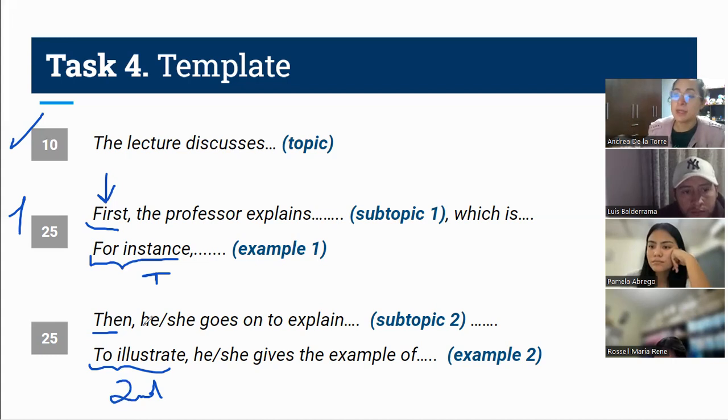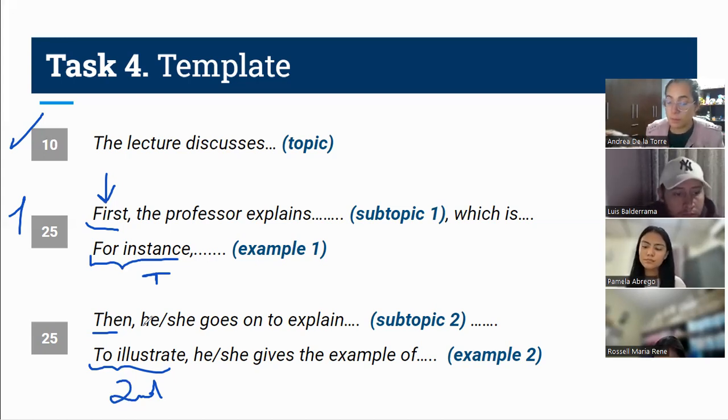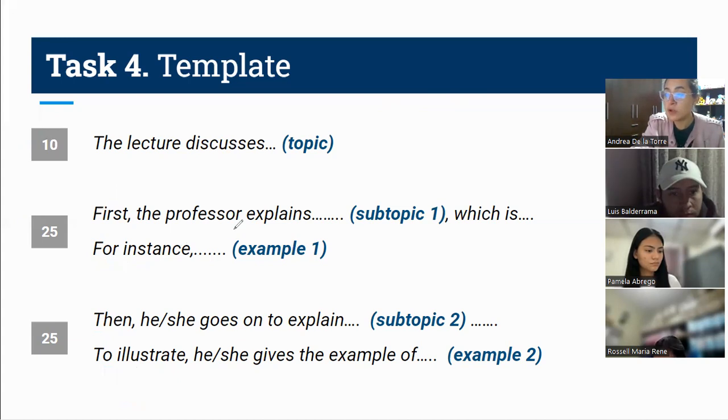So you need to tell me, the professor says that there are two factors of product quality. The professor explains that reliability is this and that. The professor gives the example of cars. So you need to use those reporting verbs to make sure that you're giving the professor credit. Okay, that's really important. So just use the template and it'll be okay. You have everything you need here. Remember to conjugate the verbs correctly.